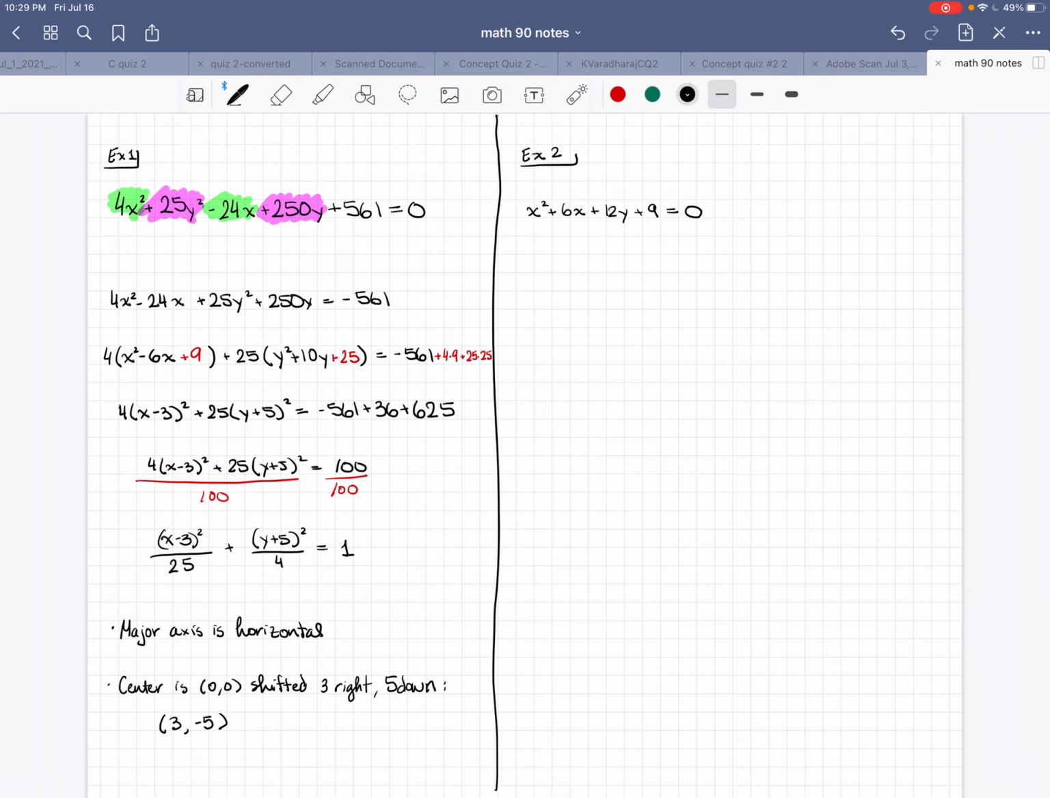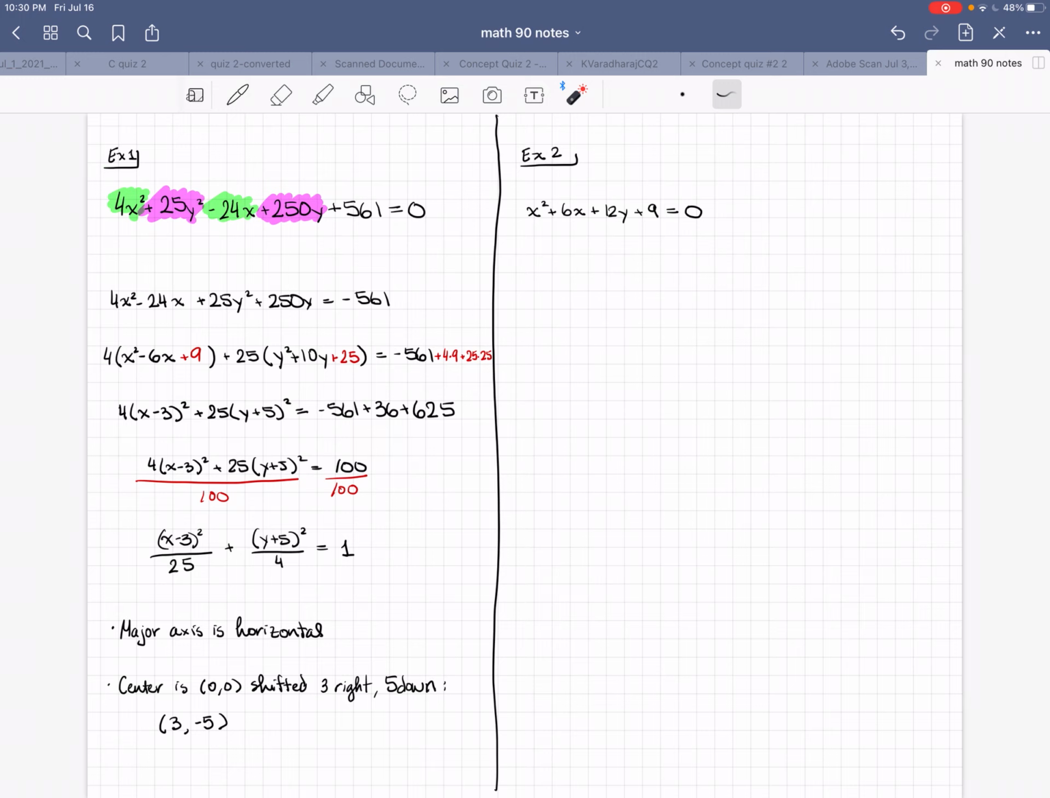So you can see that your major axis is horizontal. You can look at 25 to see the length of your major axis, but I'll let you figure it out for yourself. And you also see that by noticing that x has been replaced with x minus 3 and y has been replaced with y plus 5, you can see where the center has been shifted to. So that is an example of a conic section that ends up being a shifted ellipse.